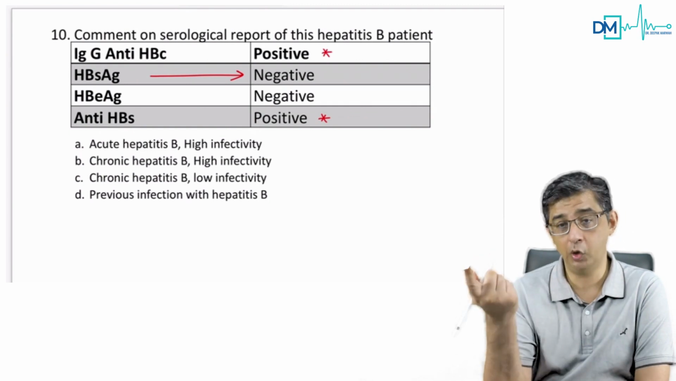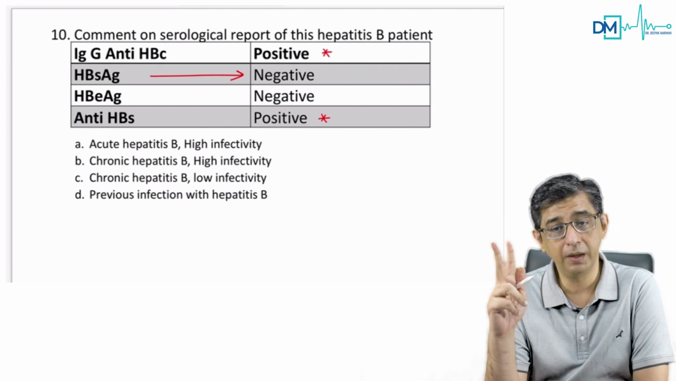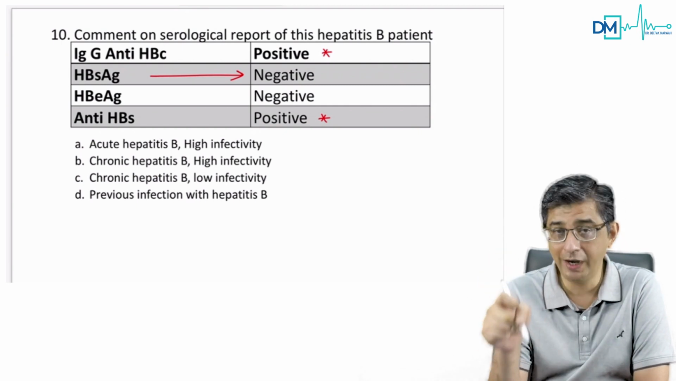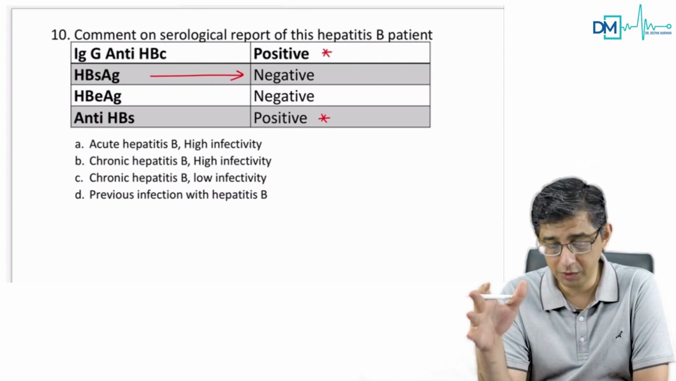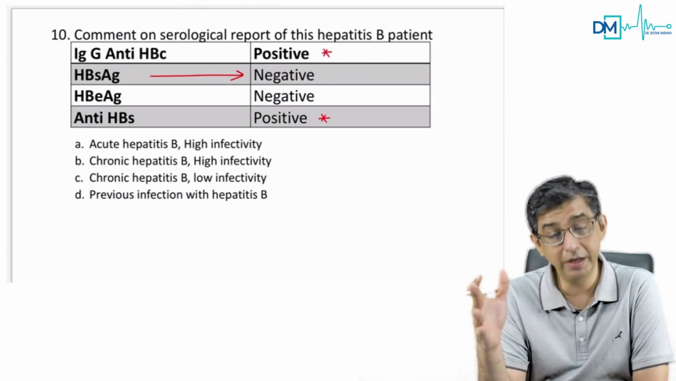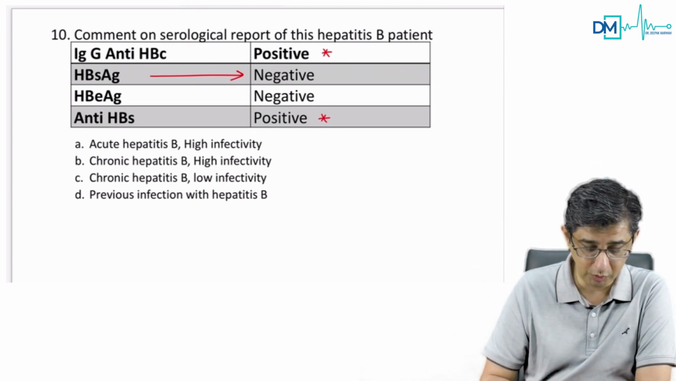So people were thinking chronic hepatitis B, but the bottom line is that there are two things positive in this guy. That is the security system, antibody to surface antigen, and the IgG class of antibody. This is not acute hepatitis B, this is not chronic hepatitis B. This indicates a previous infection. The surface antigen has been cleared off. The correct answer to this is delta.